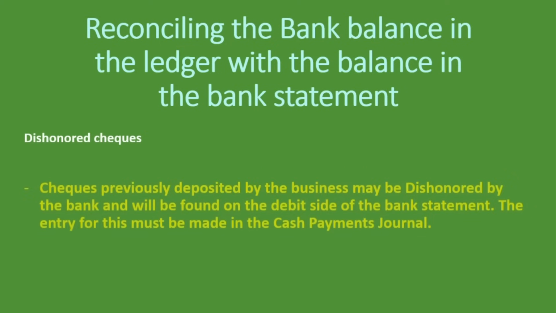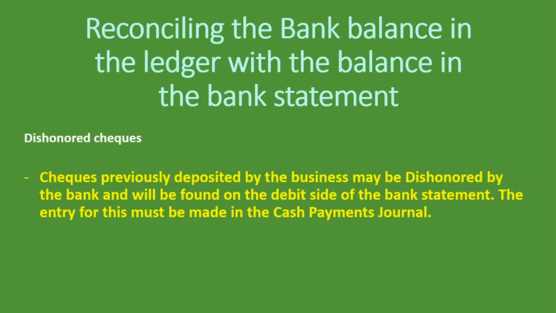Dishonored checks. Well, if a check is dishonored, checks previously deposited by the business may be dishonored by the bank and will be found on the debit side of the bank statement. So whenever we want to cash in a check and the bank says this is dishonored, it will appear on the debit side of the bank statement. The entry for this must be made in the cash payments journal.